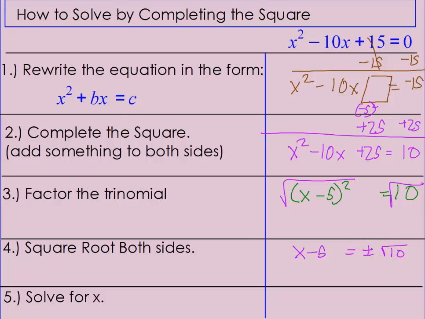Now the last step, you want to solve for x. So I want to add 5 to both sides. And don't add it with the radical, it's separate here. So these cancel out. I'm left with x equals 5 plus or minus square root of 10. And that's your answer. That's the best form to leave it in. Alright, next one.